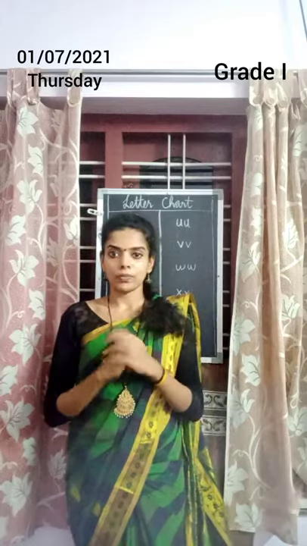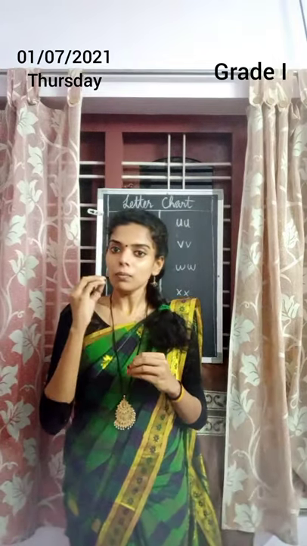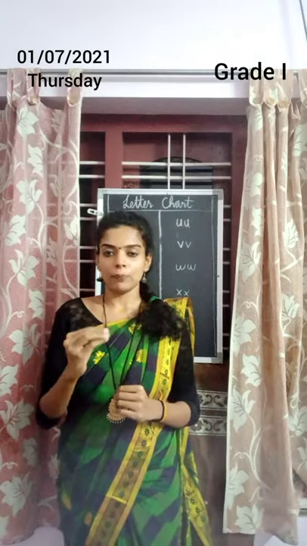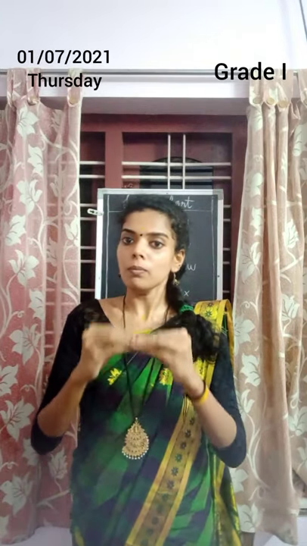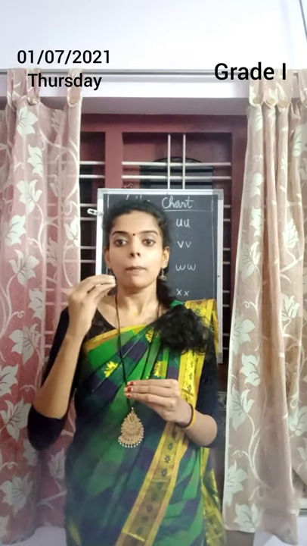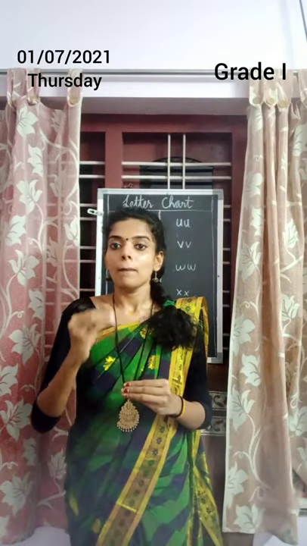Okay. So the next one is M. What's the sound of M? It's a very easy sound. The sound of M is m. The examples are map, man, mother, mountain, mouse, monkey, master.